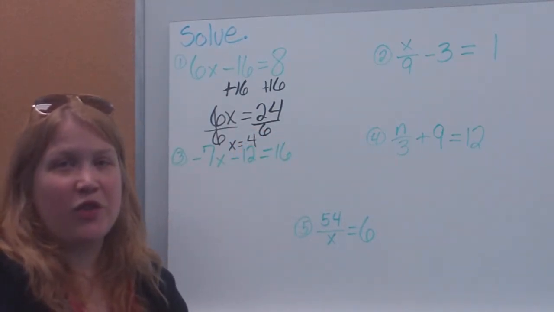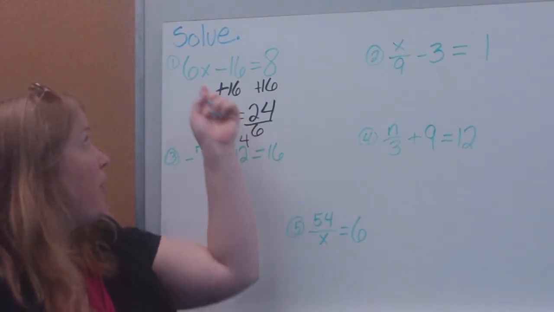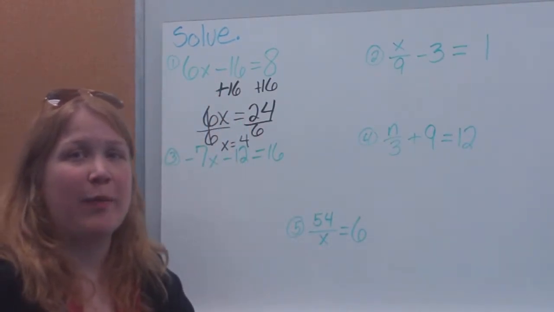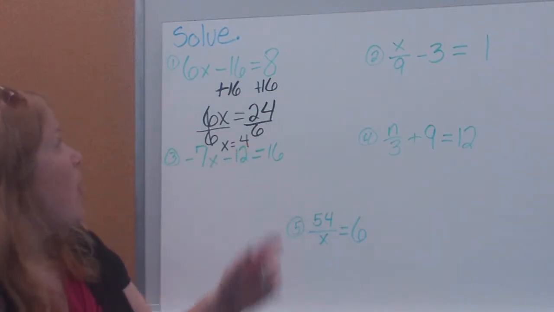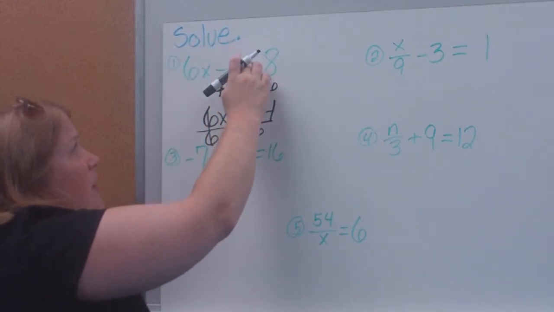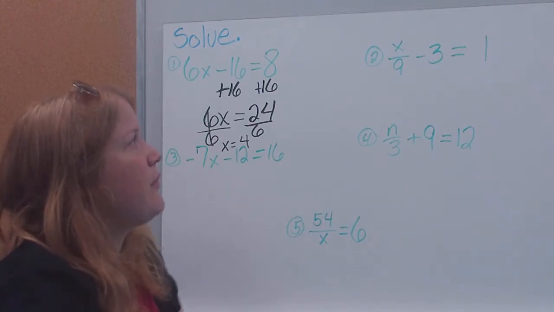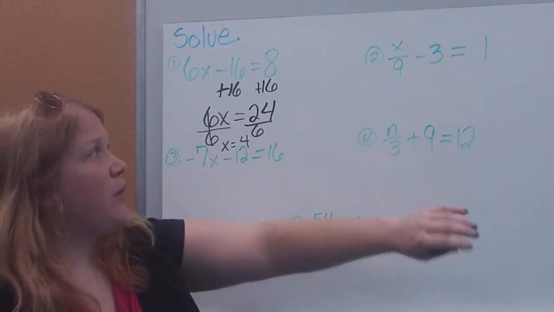These are the ones where I strongly encourage you to go back and check your answers by plugging your number into your original equation, because two-step equations can get a little trickier. So go ahead and put your 4 back in. 6 times 4 is 24. 24 minus 16 gives me 8. My answer checks out.